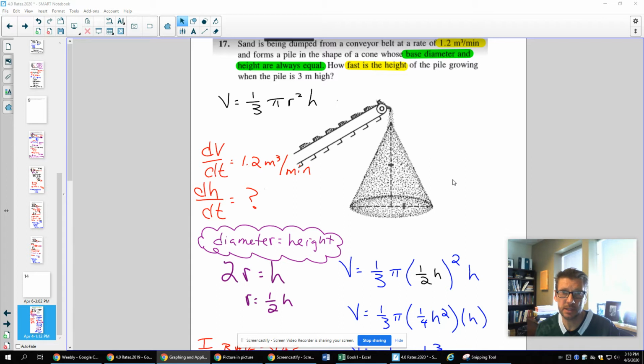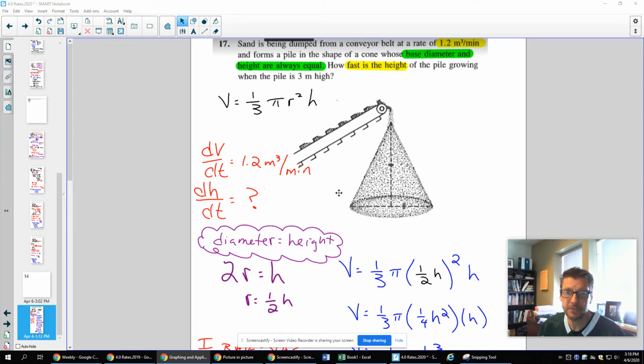So the reason this is a nice question is that you're told your moment in time, you're going to have a 3 meter high pile. So if you think back to some of our other cone questions, volume is 1/3 pi r squared h. That's three variables, but we're only talking about change in volume and change in height.